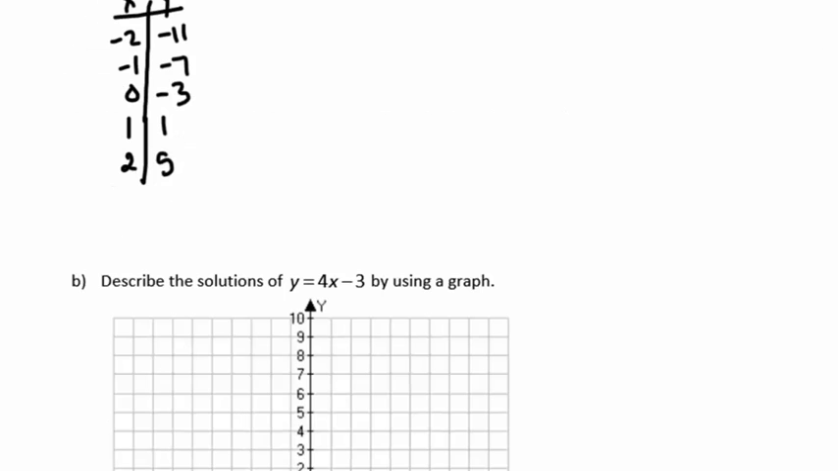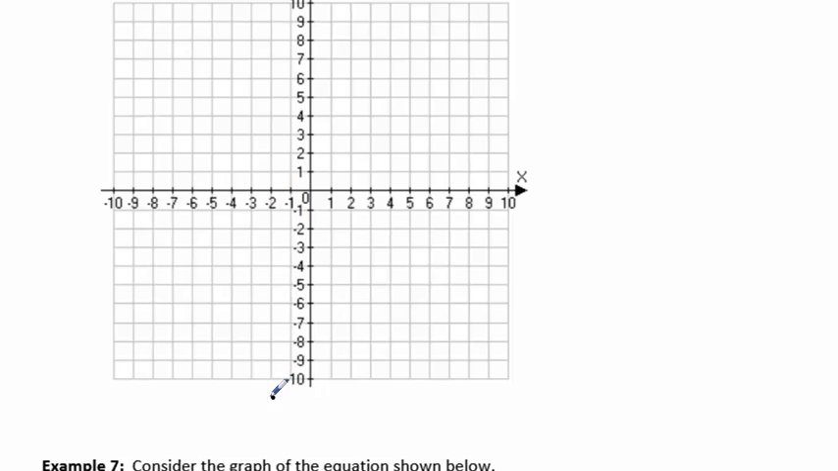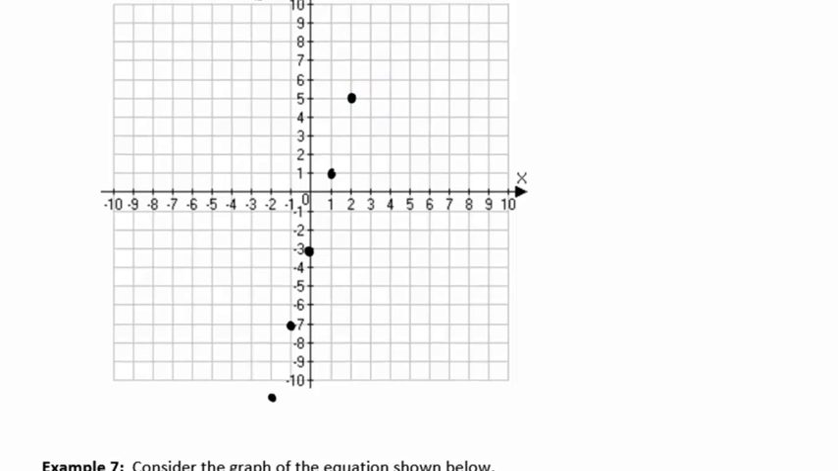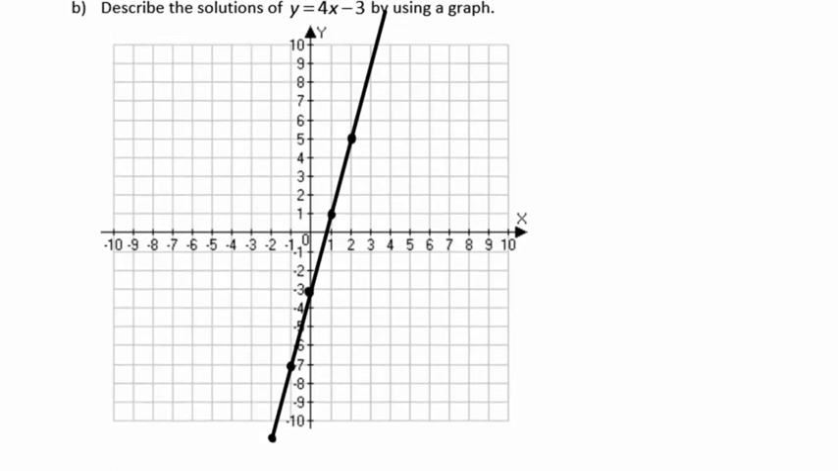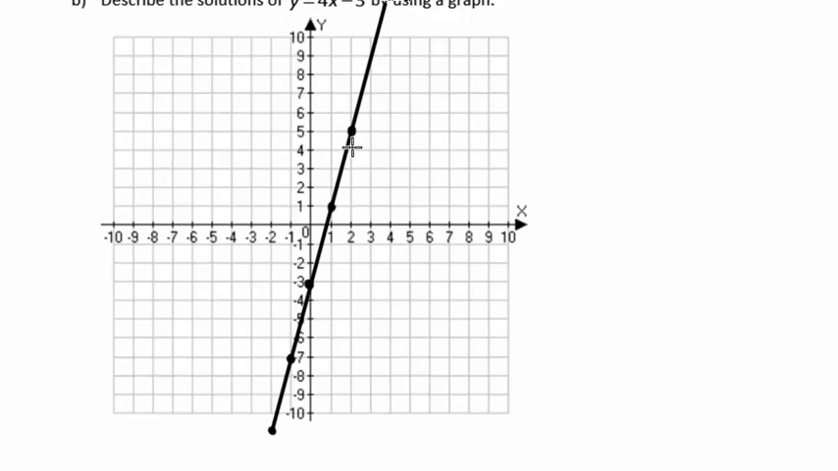Let's describe the same equation using a graph. So I'm going to start by graphing the 5 points that we've just found. -2, -11 is about here. -1, -7. 0, -3. 1, 1. And 2, 5. Let's go ahead and connect these with a line that goes right through the center of every point and crosses through both ends of the graph. The graph gives us a little bit better of a picture than the table can because it includes all the points in between the ones we chose.